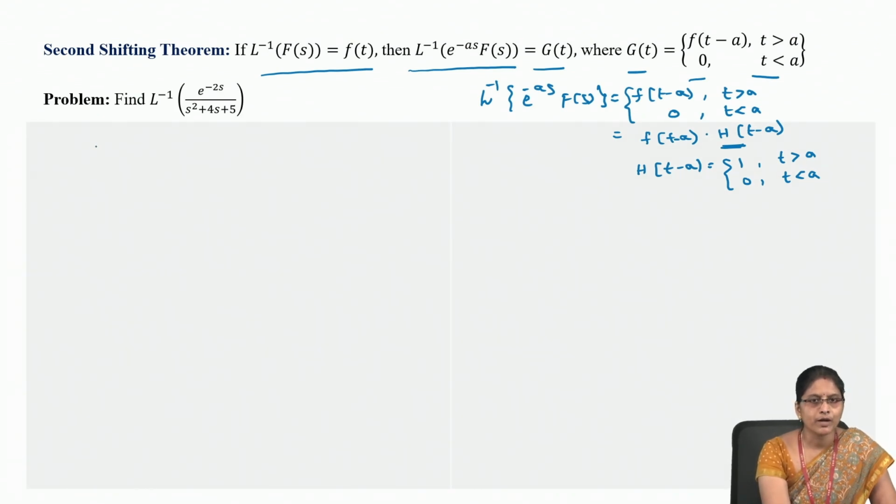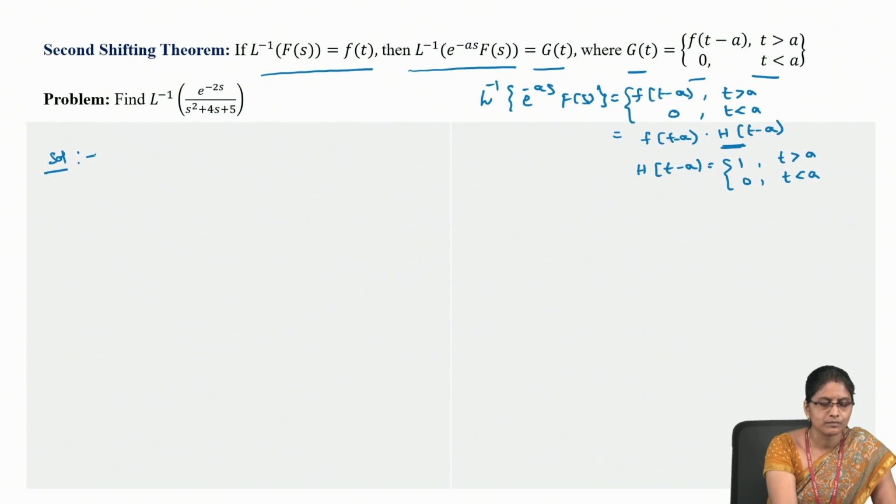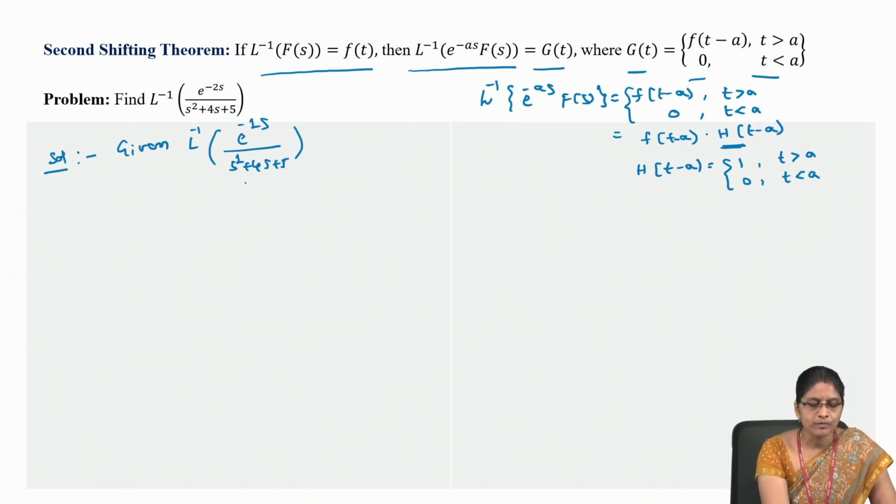See the example problem. Find the inverse Laplace transform of e power minus 2s by (s square plus 4s plus 5). Given the inverse Laplace transform of e power minus 2s by (s square plus 4s plus 5), this is of the form e power minus as into F of s. Compare this with the standard equation. We get a is equal to 2. See here, this is the standard equation, L inverse of e power minus as into F of s. We can write it like this also.